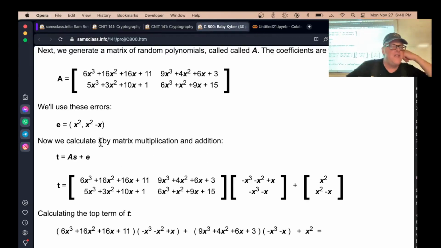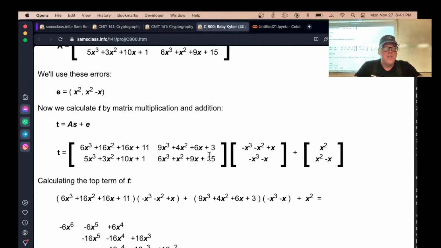Now you calculate t, which is going to be the public key, by As plus e. And this is how it looks. This is a matrix of 2 by 2 polynomials. Here's a vector of 2 polynomials, and then you're going to add these errors here.